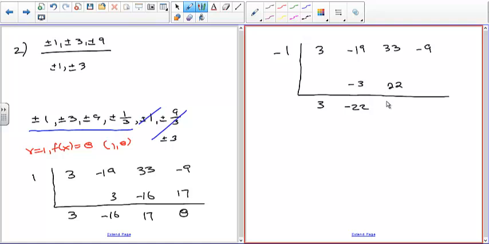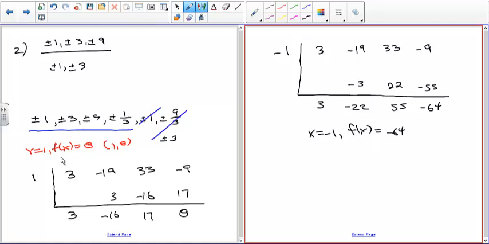Add these together, you get 55. Negative 1 times negative 55 is negative 55. Add these two together, you get negative 64. Okay, so again, what that means is when x equals negative 1, f of x equals negative 64.